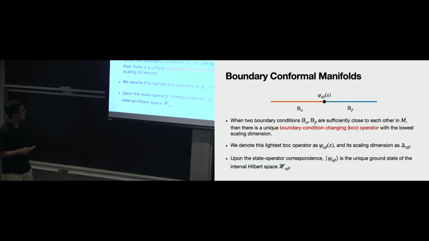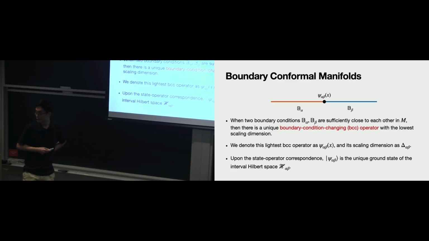A crucial ingredient in our definition will be the so-called boundary condition changing operators. So consider a discontinuous jump in the boundary condition, say from B alpha to B beta, and at the discontinuity you need to insert some operator which carries some definite conformal scaling dimension, denoted as psi alpha beta. In particular, we're going to use the boundary condition changing operator, or BCC operator in short, whose scaling dimension is the smallest. So we're going to use lightest BCC operators.